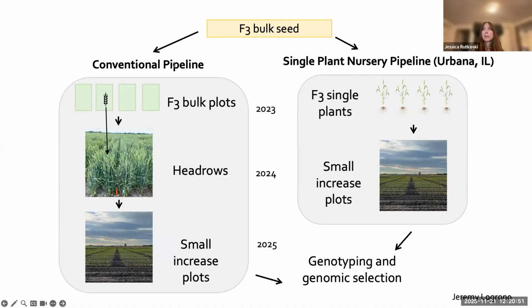Now, on the left side of the slide here is a comparison of what the conventional pipeline looks like, because this pipeline, again, is updated or improved, made more rapid compared to conventional. So in a conventional pipeline, you'd actually put F3s in bulk and then take single heads, put these heads in a single row, and then from there, put it in a small increase plot. So we've actually cut out a step. We've cut out the head row step, again, saving us more time. So just emphasizing that we want to shave off as much time from our breeding cycle as possible.